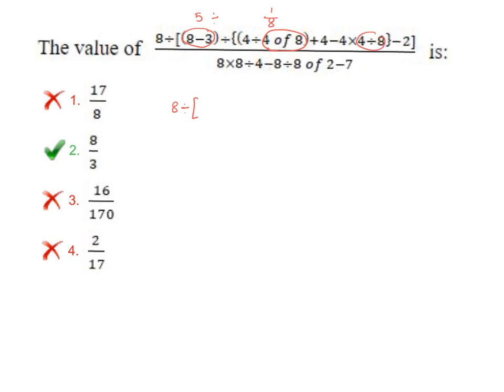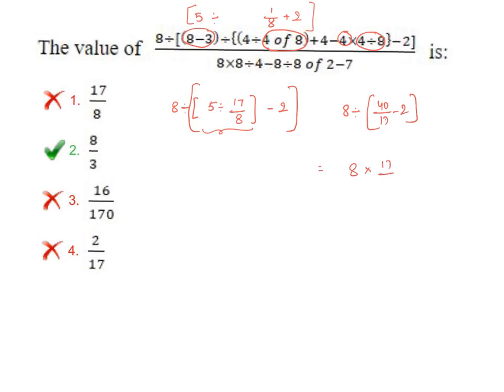Then after you have this division 1 by 2. 1 by 2 into 4 is 2. So 4 minus 2 is plus 2. So we have this. You have 5 divided by 17 by 8. Then after you have minus 2. Solve this. This becomes 40 by 17 minus 2. Again simplify it, 8 divided by 34, 40 minus 34 is 6. So it reciprocates 17 by 6, which is 4 by 3 of 17.